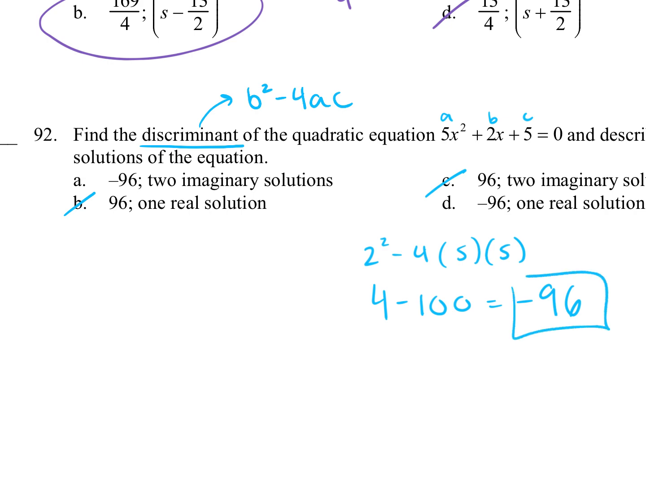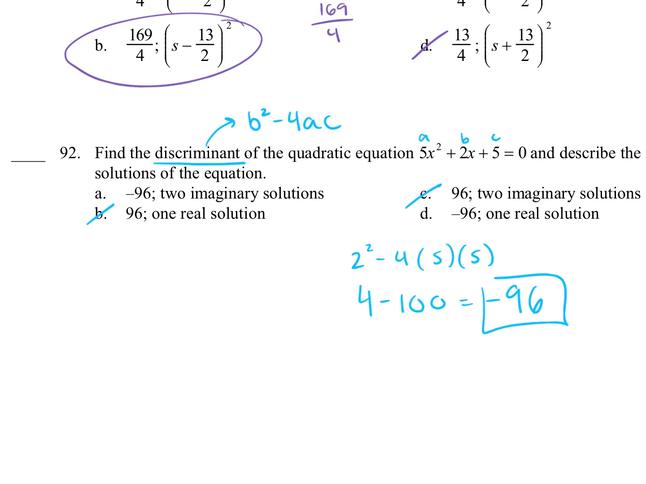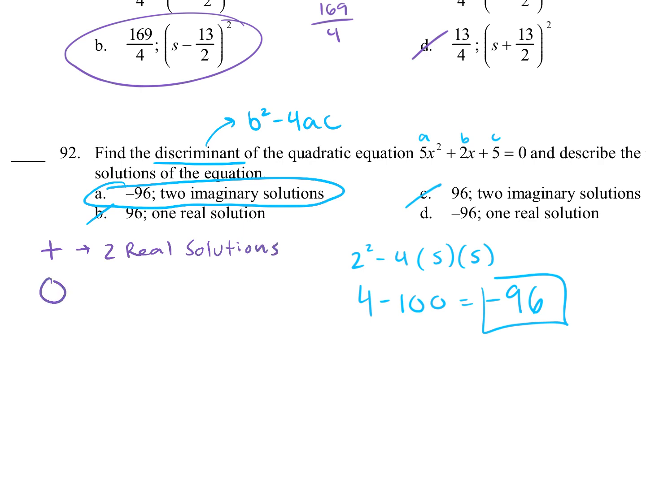If my discriminant's negative, what type of solutions do I have? 2 imaginary. So as a reminder, if our discriminant is positive, we have 2 real solutions. If our discriminant is 0, we have 1 real solution. And if our discriminant is a negative number, then we have no real solutions or 2 imaginary solutions.